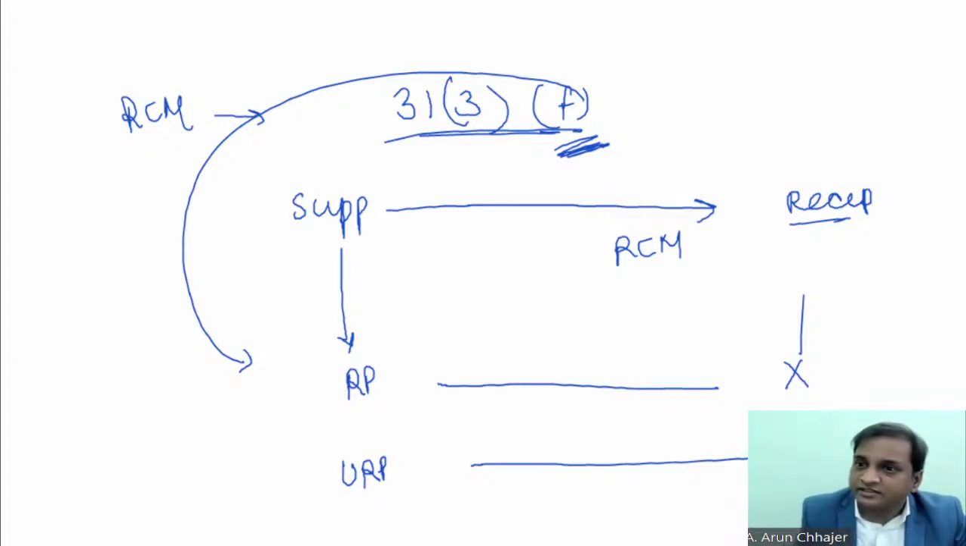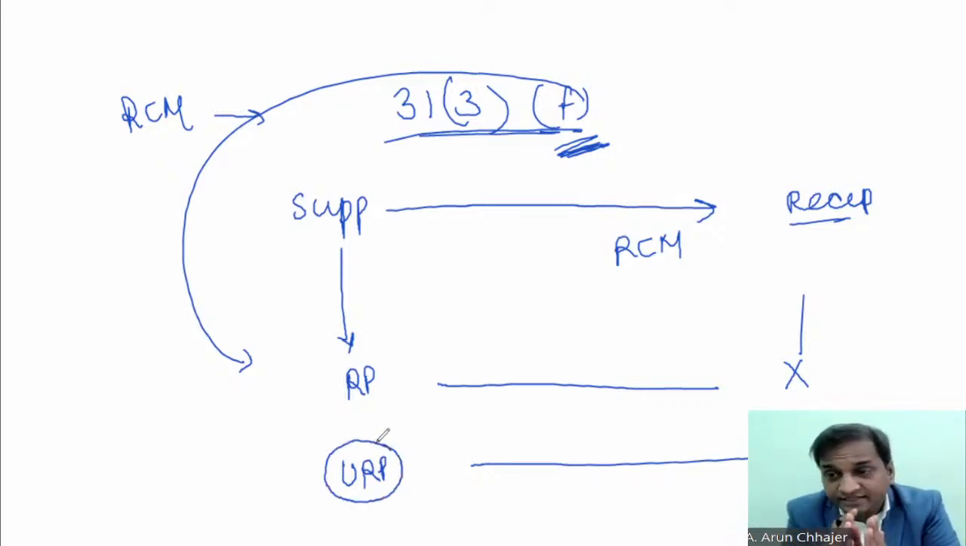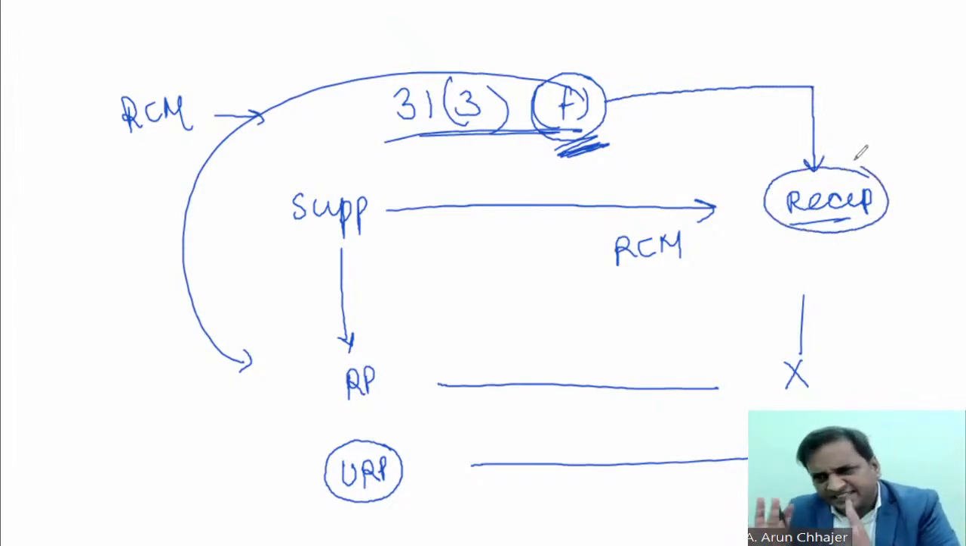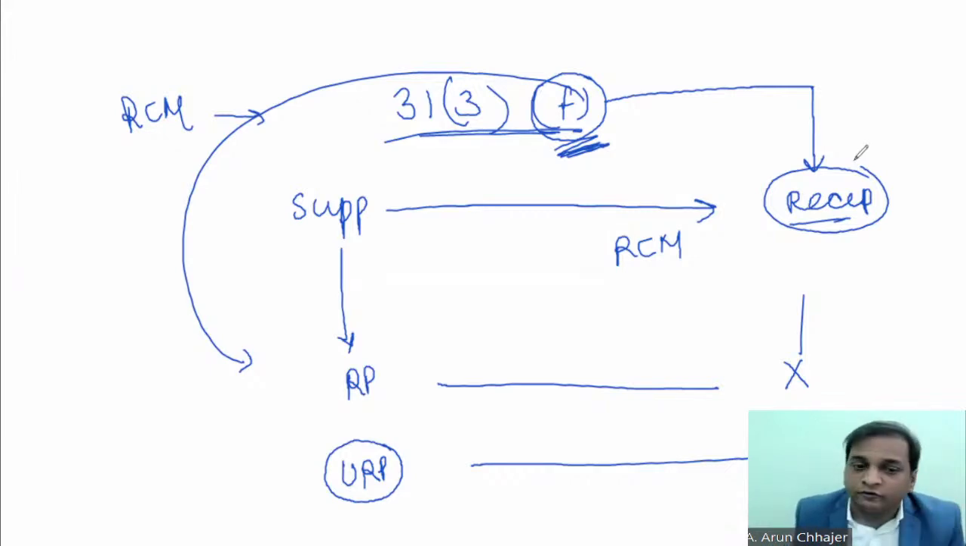What is the self invoice? Nothing but a simple invoice. Because the supplier is unregistered, section 31 subsection 3 clause F is imposing the liability to make the invoice on the recipient. That's it. Self invoice means simply an invoice. There would be no tax component, only the invoice as if it is being issued by the supplier.